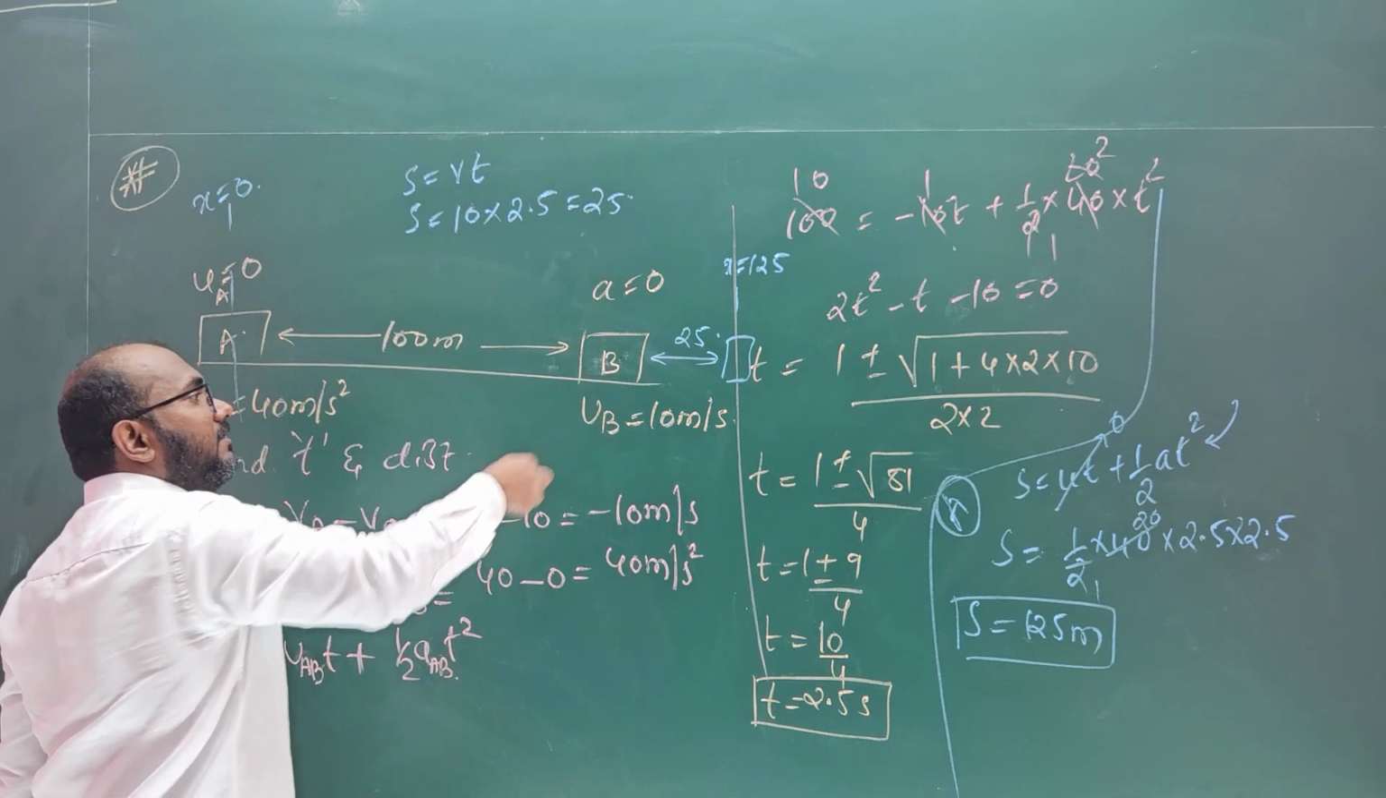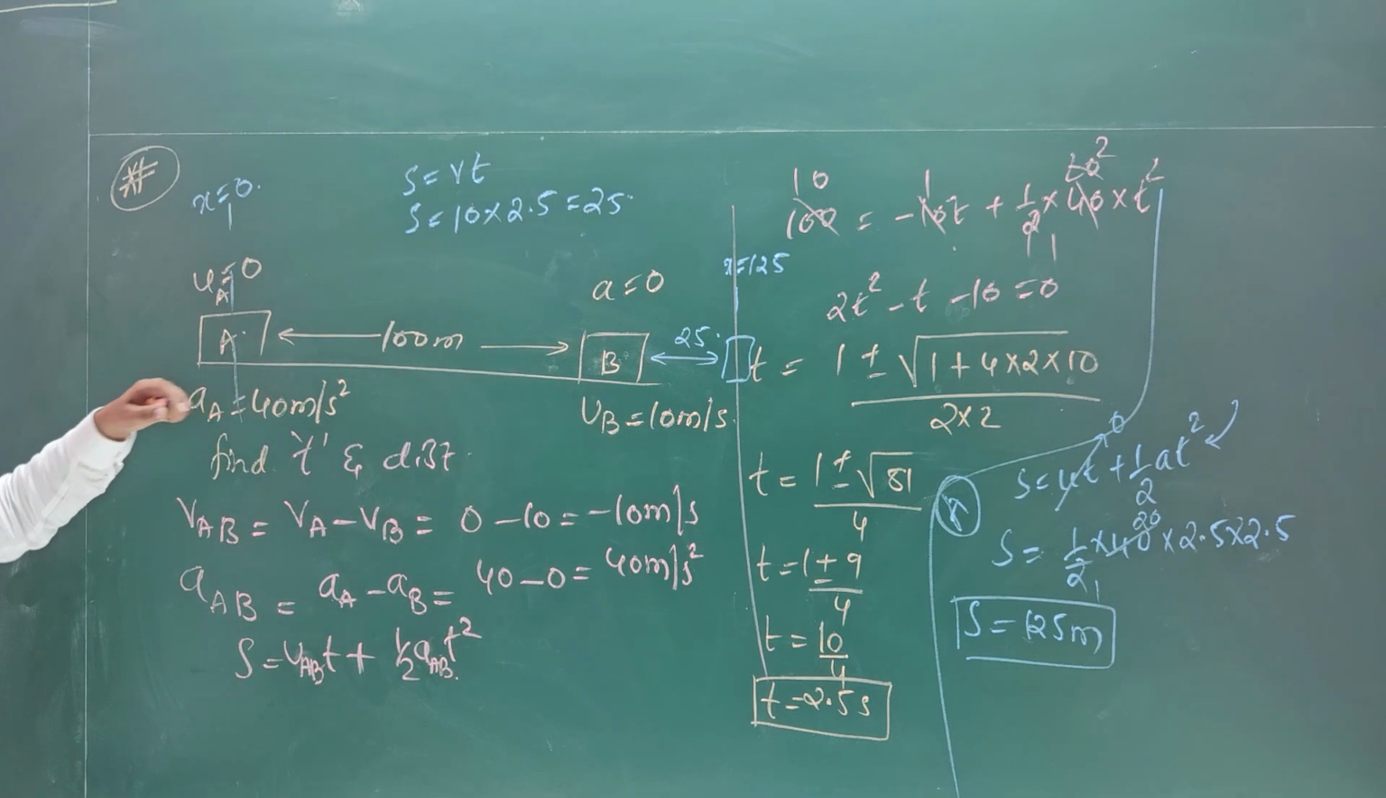So body B traveled how much? 25. Body A traveled how much? 125. At that point they collided. They cross each other, or they are at the same position. Whatever you want to calculate, you can calculate. I got my point? Right on.